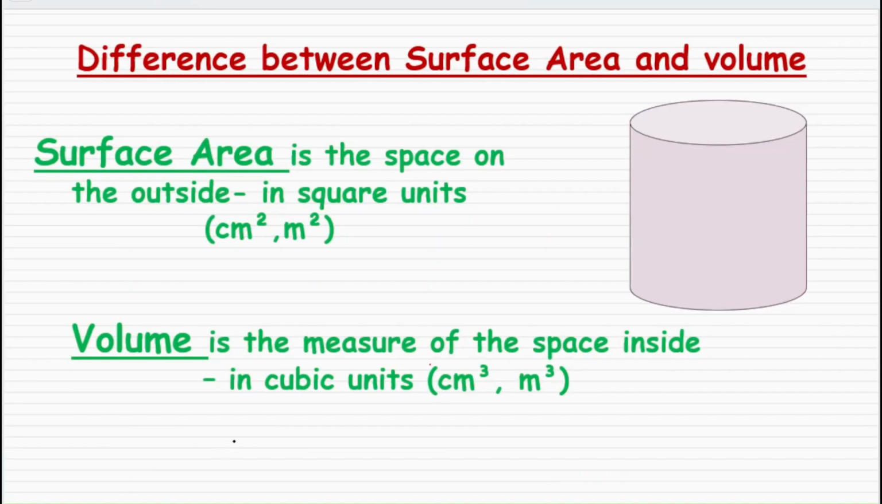So what is the difference between surface area and volume? Surface area is the total area outside the object, and the volume is the space inside. So inside space is called volume, and the outside space, the outside material or how much you need to paint it or to coat it, is called surface area. Always remember, surface area is in square units and volume is in cubic units.